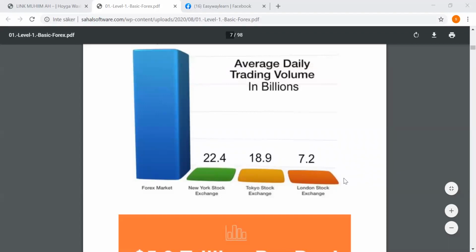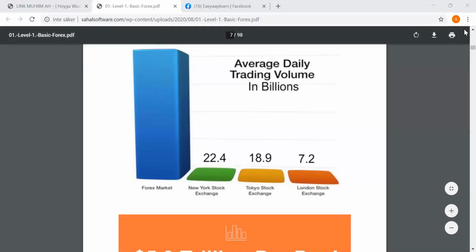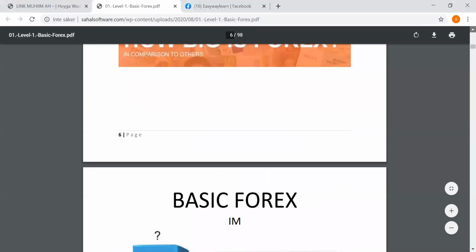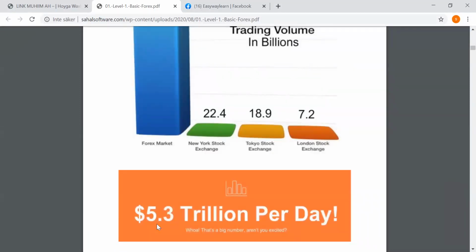If we check the daily average trading volume in billions, the New York Stock Exchange, for example, is like 22.4 billion, whereby Tokyo Exchange is 1.8 billion, and London Stock Exchange is equal to 7.2 billion. So the question that comes into our mind is, how big is the Forex market? Because there is a big blue chart here, which is the Forex market. A day exchange. And that is a very, very big number.